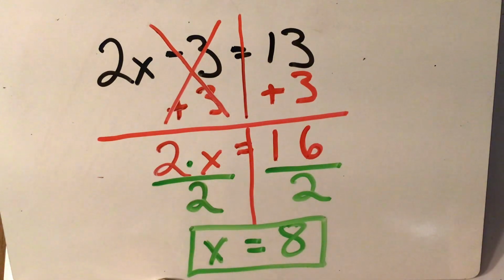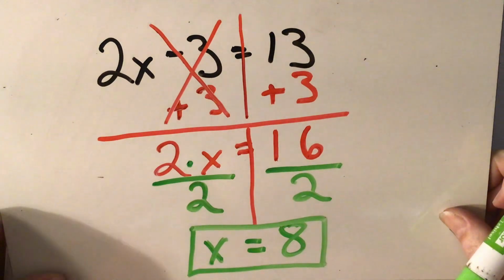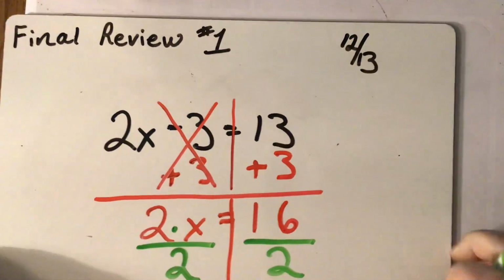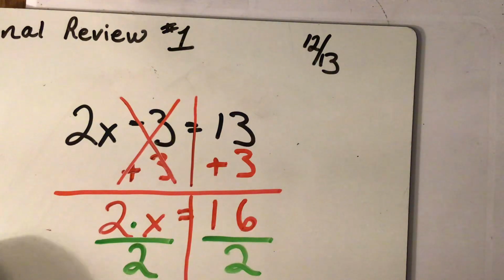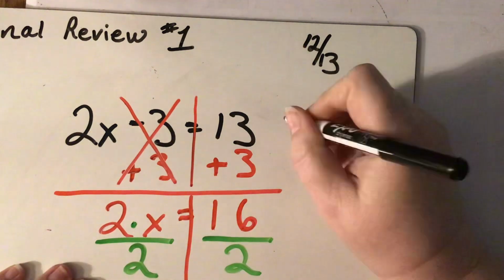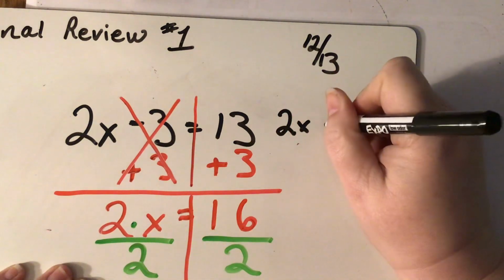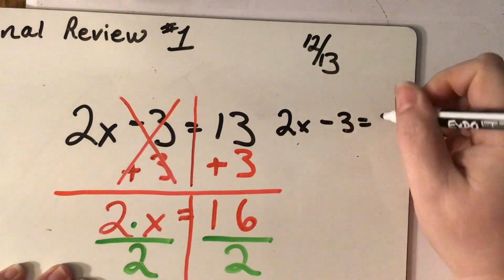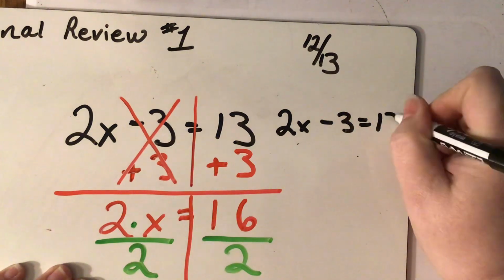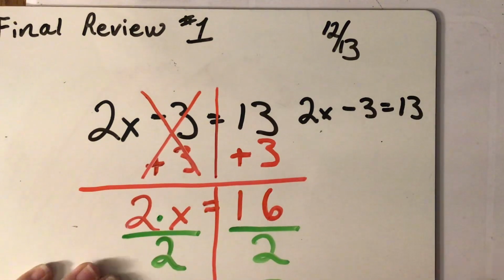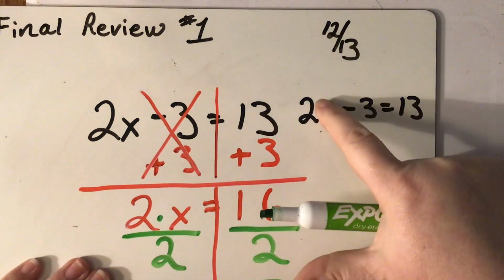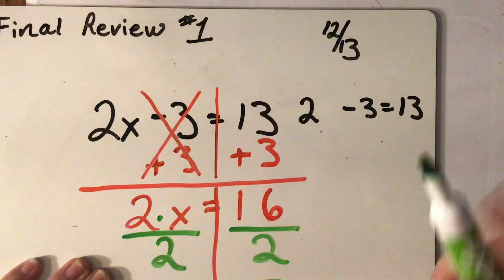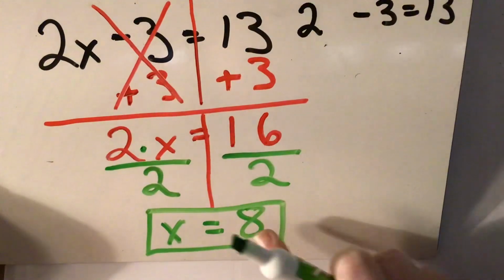Oh my gosh, I forgot to check it, didn't I? I have to do the check. It's been so long, I totally forgot. Okay, so let's go ahead and put this in the original problem. Let's see what we get here. We'll put it off to the side. So I've got 2x minus 3 equals 13, right? Okay, and then I'm going to take the x out, and I'm going to replace it with my answer, which is 8.